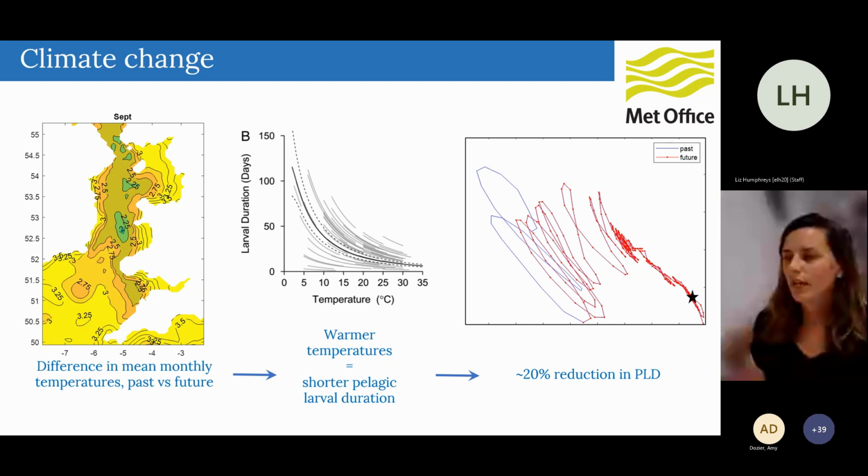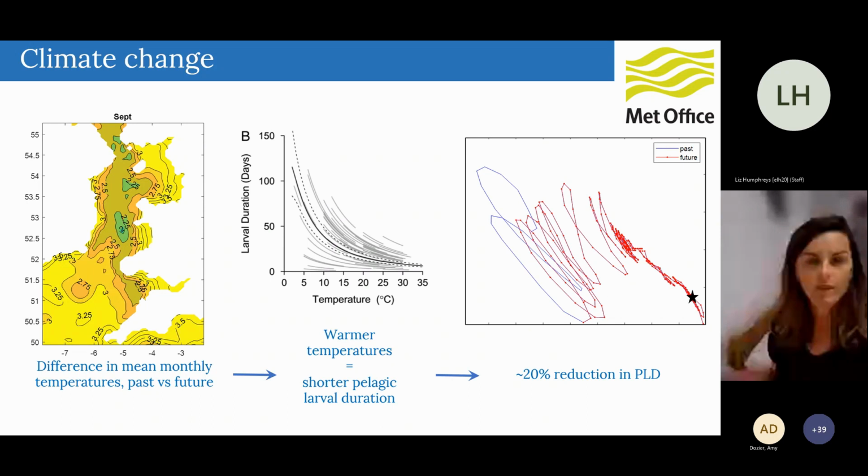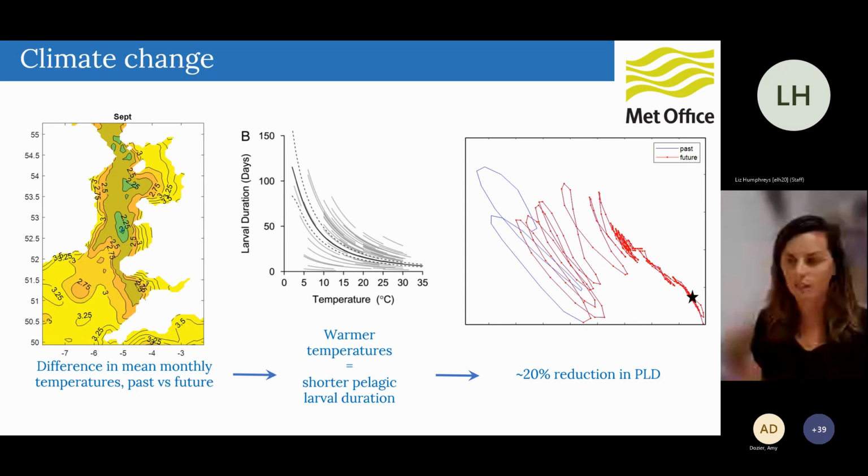But what happens is, I had a look in the Irish Sea and did some comparisons, and we're looking at about a 20% reduction in pelagic larval duration based on those temperature differences into the future. So if a larva now stayed in the water column for 10 days, maybe come the end of the century they'd only be staying in the water for 8 days, and that can really affect the background dispersal and then the subsequent connectivity between populations.